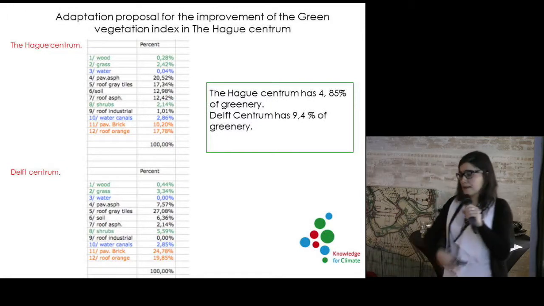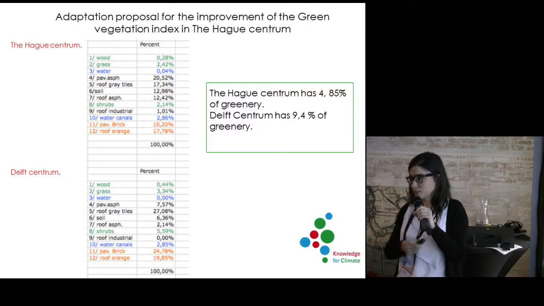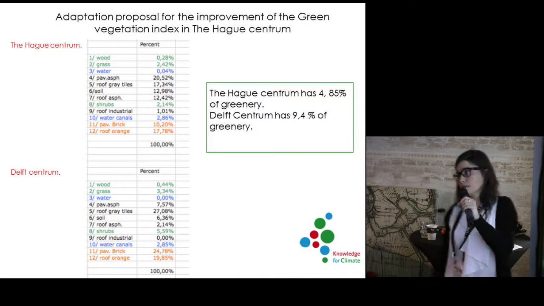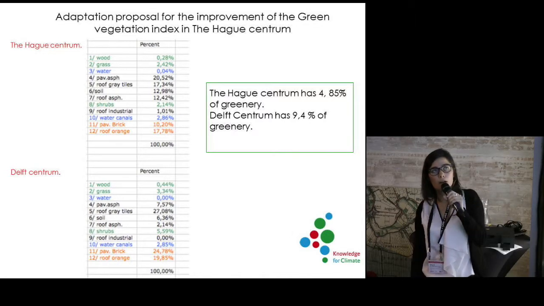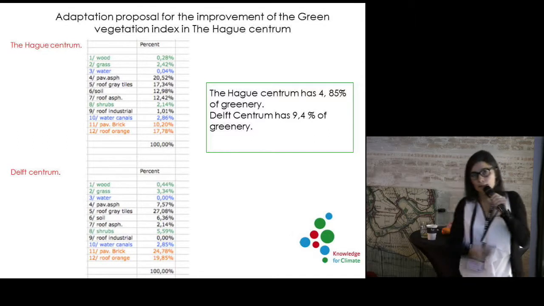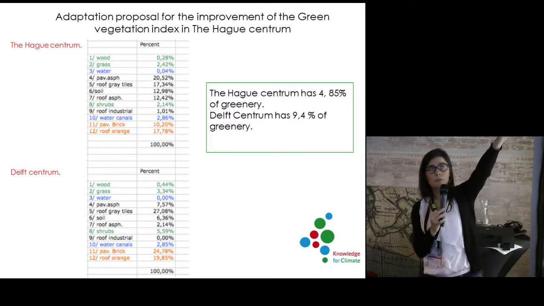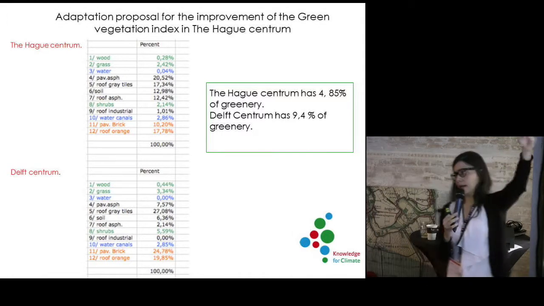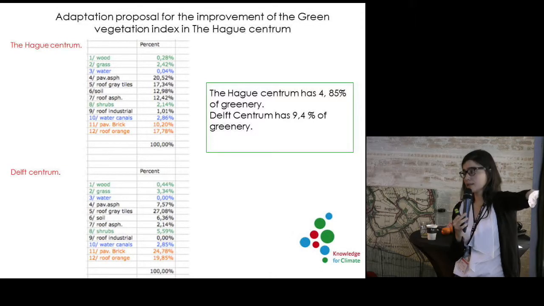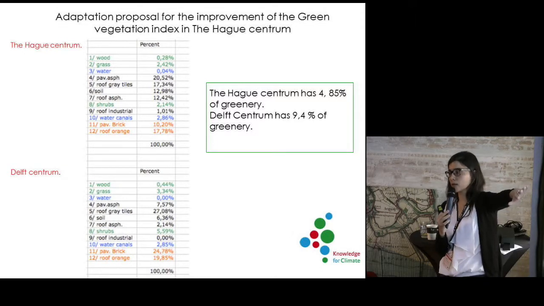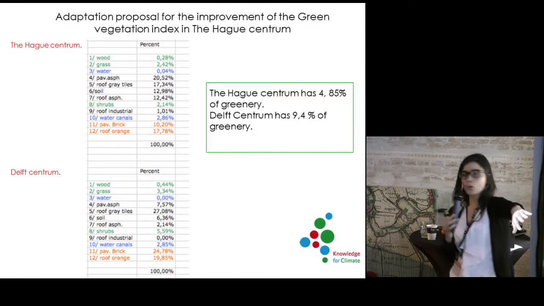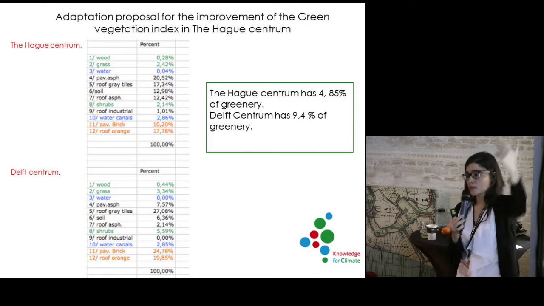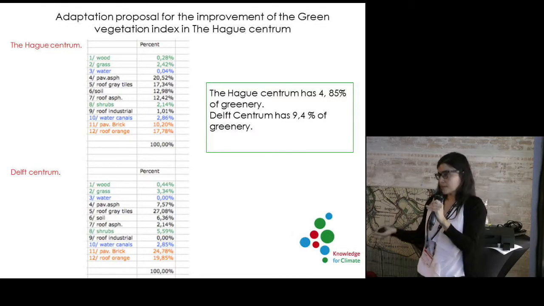To be able to quantify, I skipped like 1,000 slides, but I just want to be inside the 10 minutes. Basically, these are the results of the percentages of the different soil classification that I showed previously for two case cities, the Hague Centrum and Delft Centrum. I didn't show the slide, but basically the Delft Centrum has a better ground flux behavior, so it has a better thermal behavior than the city of The Hague. And this has been measured with the ground flux.